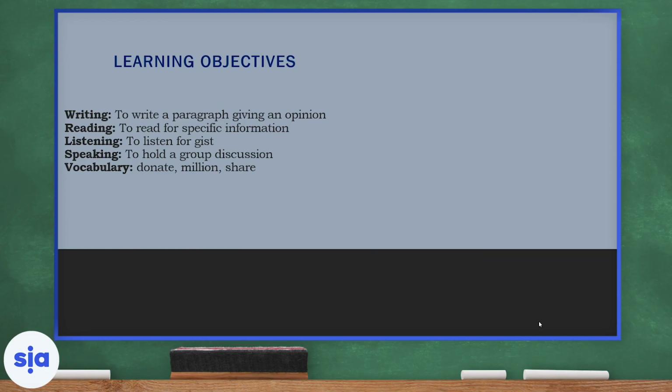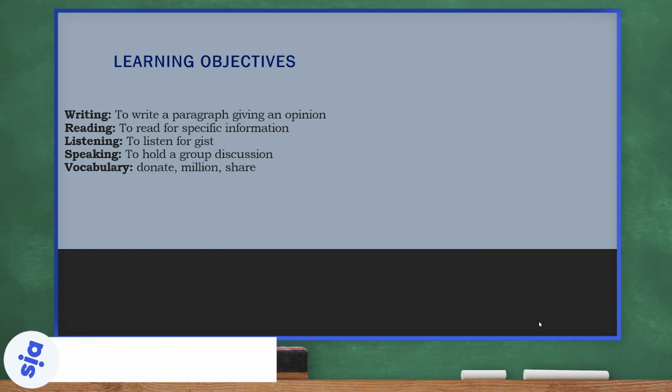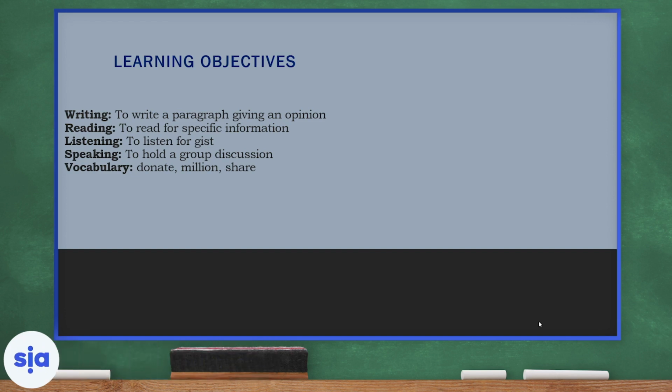We're working on Unit 5, Lessons 5 and 6. Our topic of the day is still helping you, helping me. Let's start with our objectives. We're going to be writing a paragraph, giving an opinion. We will be reading for specific information. We will listen for main idea or gist. We will hold a group discussion. And we will learn words such as donate, million, and share.